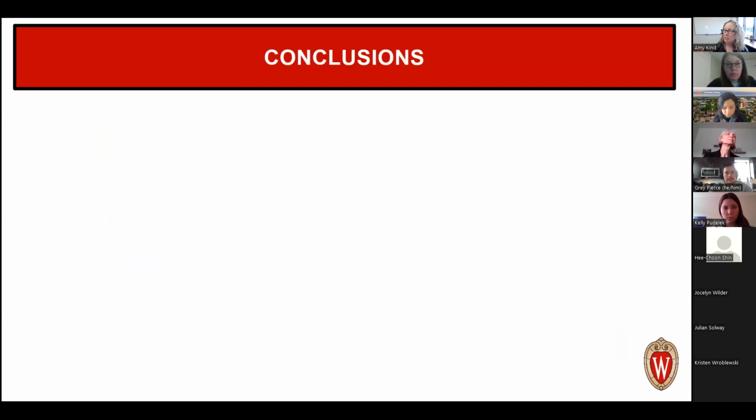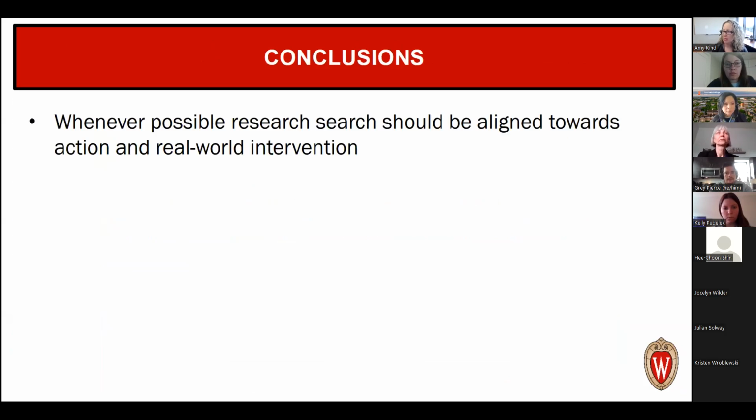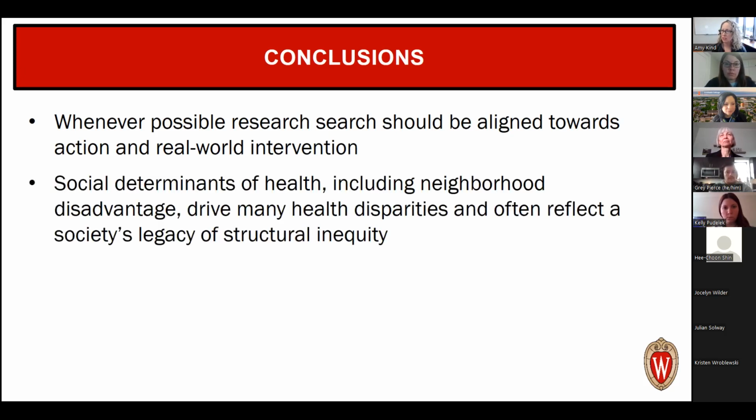So in conclusion, I know we're running out of time here. Hopefully I've convinced you that whenever possible, you should be thinking about aligning your research towards action, because that's really the whole point of research. It should be a lever towards real world change. And so think about that right from the point of study design.